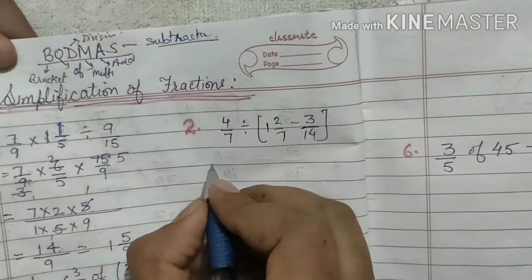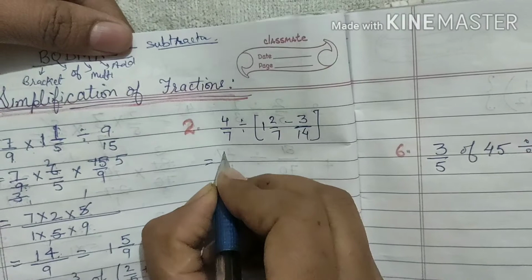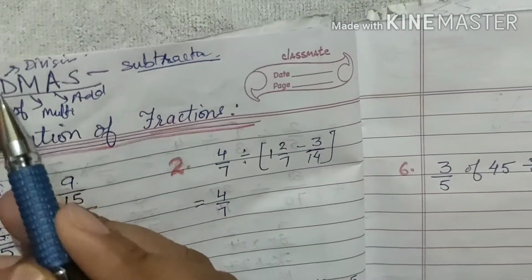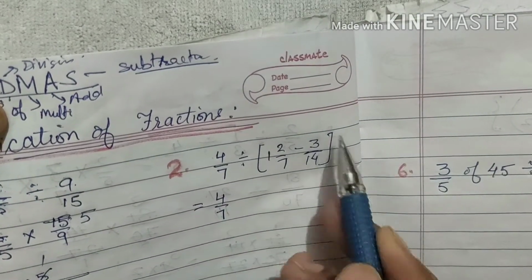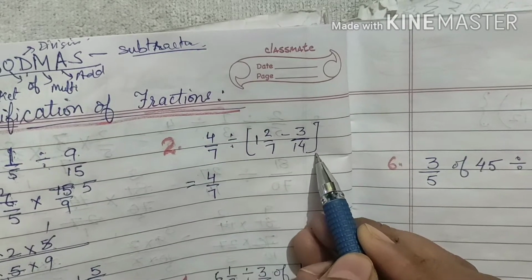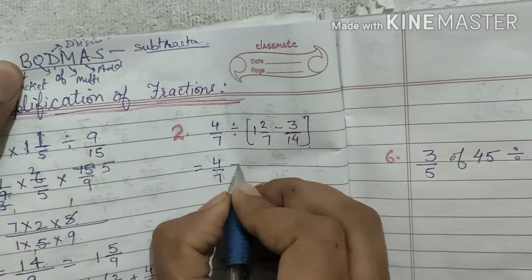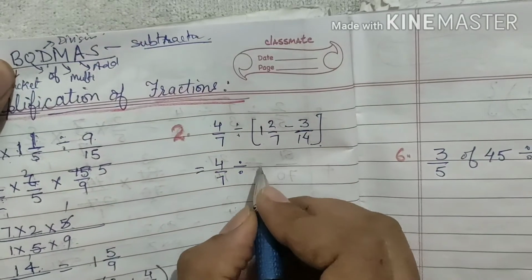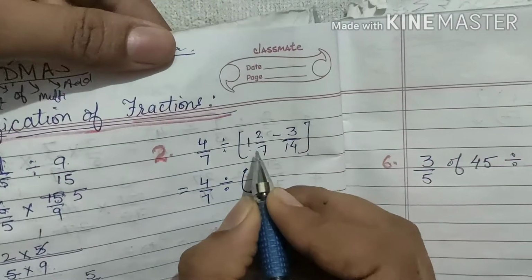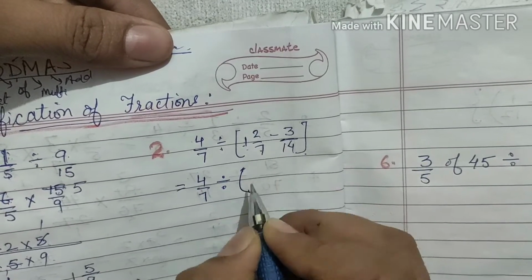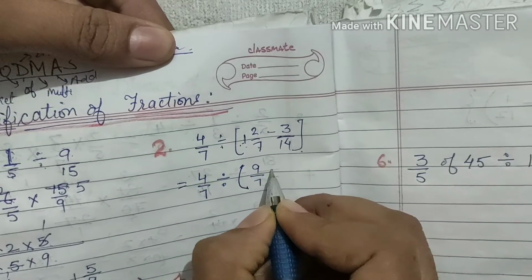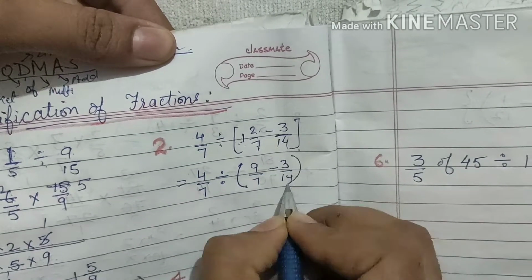So let's move to the next question, which is 4 by 7. Write this as it is. First of all, here this is a division sign and brackets. First of all, we have to solve the fractions given in the brackets. So write this sign as it is, and the rest we will write as it is. Now solve this by taking its LCM. First of all, change this mixed fraction into improper. This is 9 by 7. 7 ones are 7, plus 2, 9. Minus 3 by 14 as it is.